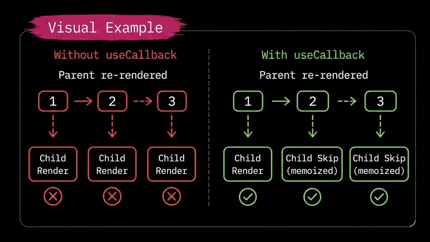Without useCallback, parent clicks cause the child to re-render every single time. With useCallback, the function reference remains identical across renders. The child skips rendering entirely, boosting performance.